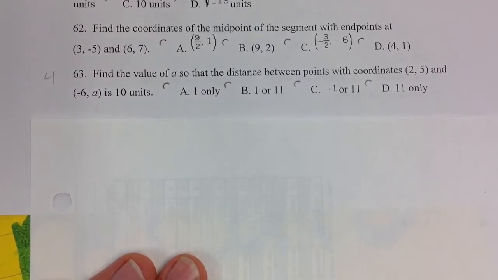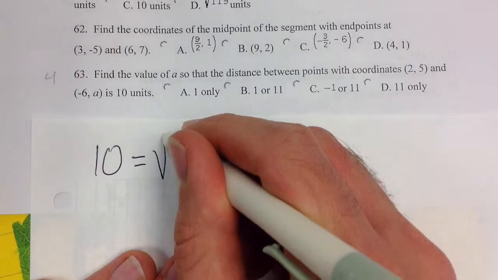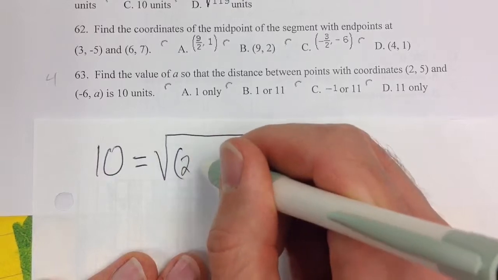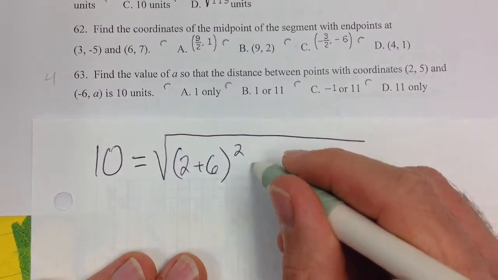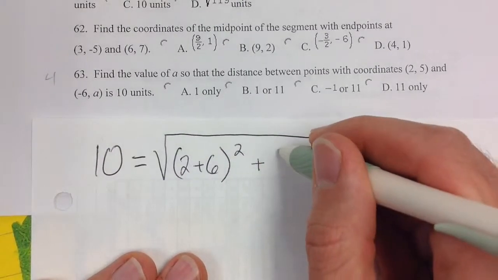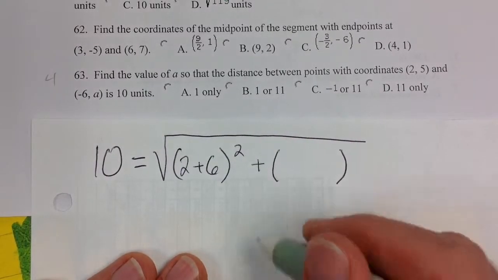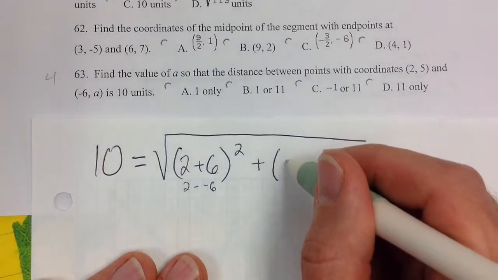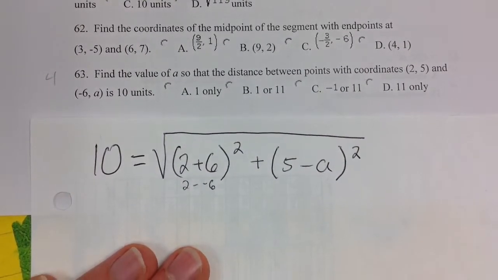Jordan. So 10 equals the distance from, the square root of parentheses 2 plus 6 squared, plus, then 5 minus a squared. It's 2 minus negative 6, so that one's right. Good. What can I do next?